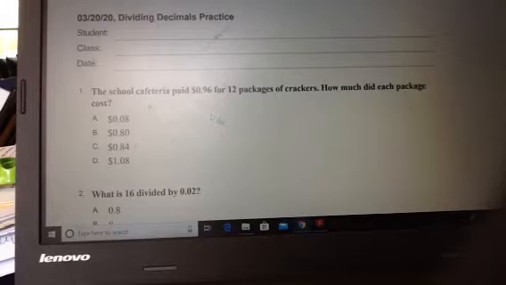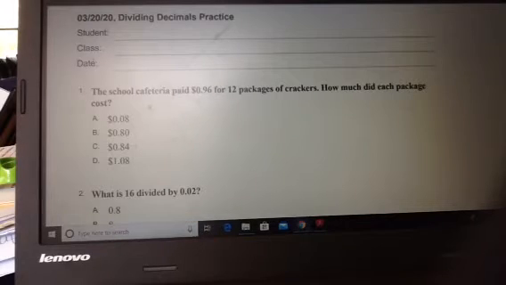So we are looking for a money answer, which tells me that we must be splitting up the money. Because if we split up the crackers, then we're going to be left with a number that pertains to crackers. So we're going to say 96 cents, and we're going to divide that by 12, and that should give us how much each package of crackers cost.